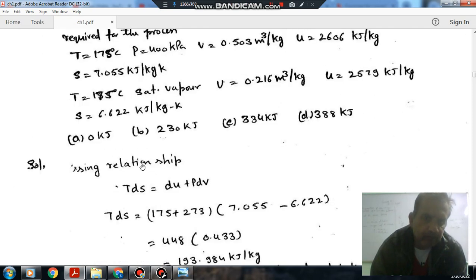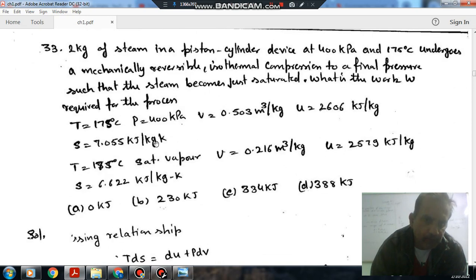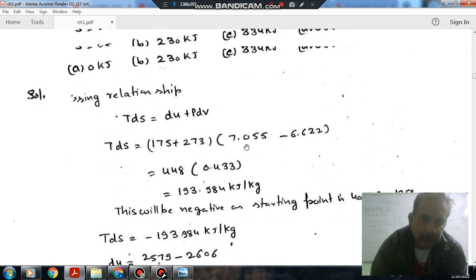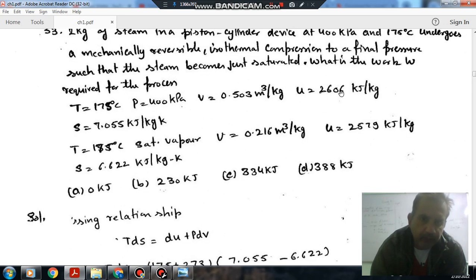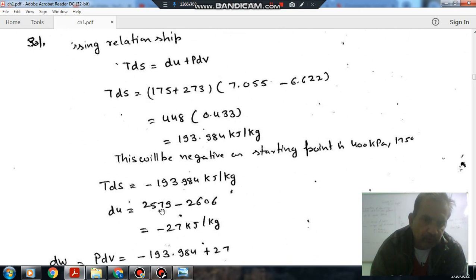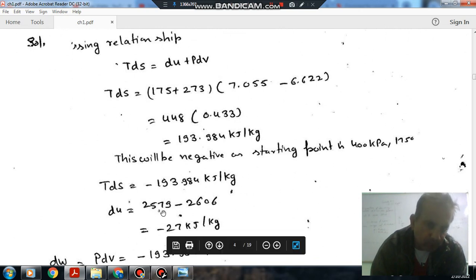Now the second thing is du. So du for the first condition is 2606 and for the second condition is 2579. So du will be u2 minus u1, that is minus 27 kJ per kilogram.